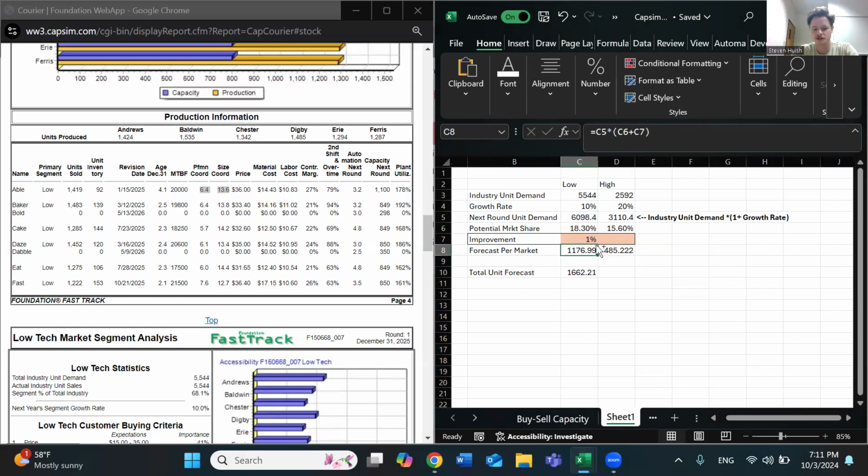What I can do right here is I can just Control C, Control V, and it copies over to the high-tech market as well, as you can see. So this improvement is entirely your own judgment. That's why I'm highlighting it like I am right here.